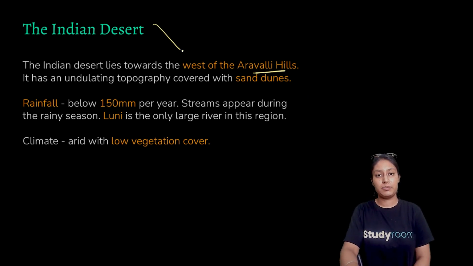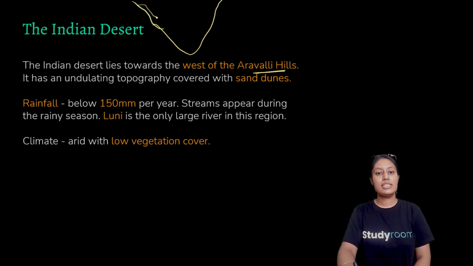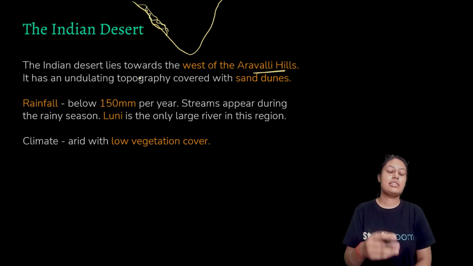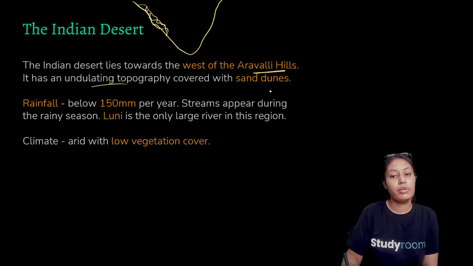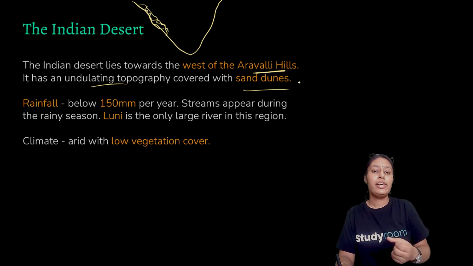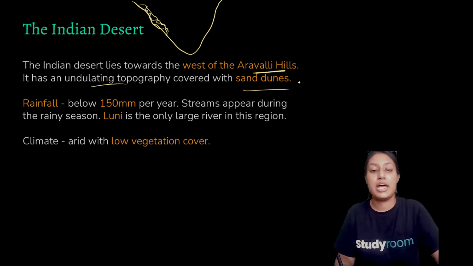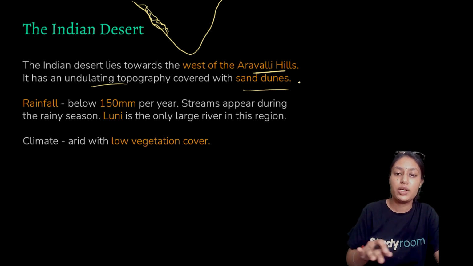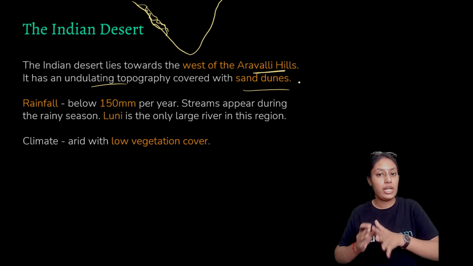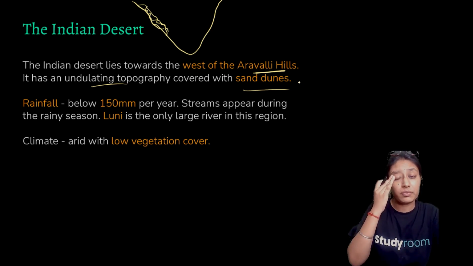It is towards the Peninsular Plateau. Around these are the ranges of the Aravalli hills. The Indian desert lies toward the Aravalli ranges, and it has undulating topography covered with sand dunes. Undulating means it does not have a proper shape, because it is made up of sand dunes. You cannot say it's plain, you cannot say it's mountainous. It's constantly shifting.